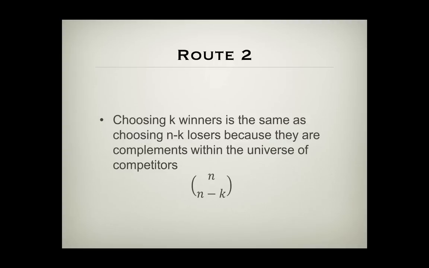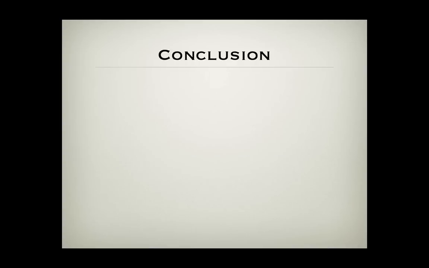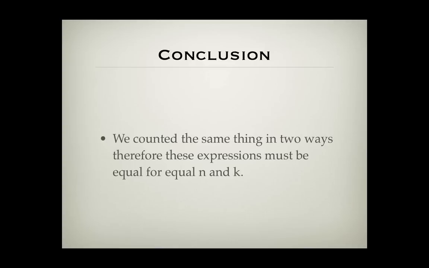In route 2, choosing k winners is the same as choosing n minus k losers because they are complements within the universe of competitors. That is, choose n minus k from n. In this way, you can think of choosing the set of losers. If you choose the set of losers, then it also implies that the remaining will be the set of winners. In this way, choosing the two is equivalent to each other and therefore concludes the combinatorial proof in the basic sense. We counted the same thing in two ways, therefore these expressions must be equal, assuming that the values of both n and k are equivalent as well.